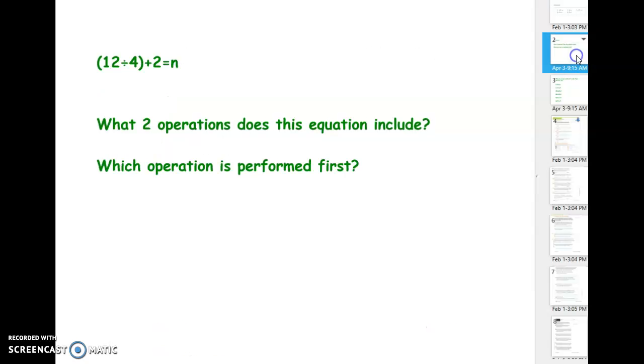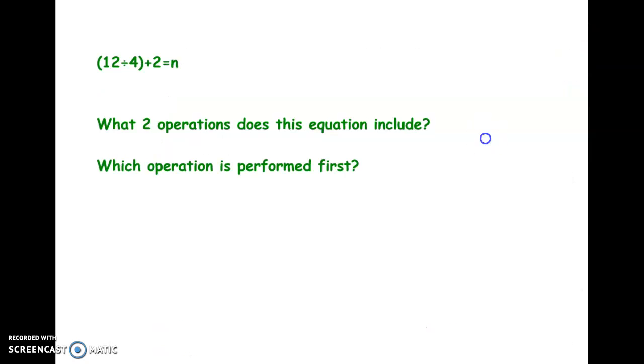All right, before we start, let's just talk about what happens with parentheses. This equation has 2 operations, dividing and adding. Which do we do first? The parentheses, obviously, right? 12 divided by 4 is 3, plus 2 is n, which is 5. So in this case, if they had left off the parentheses, we still would have gotten the same answer, because in order of operations, you're going to do multiplying and dividing before you do adding and subtracting.